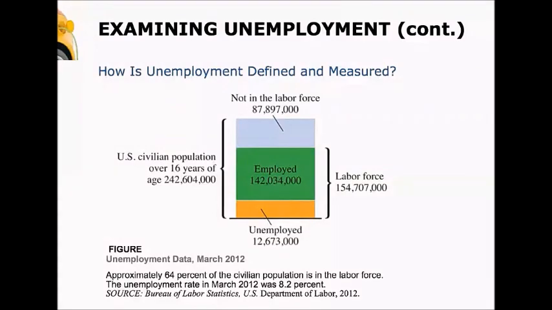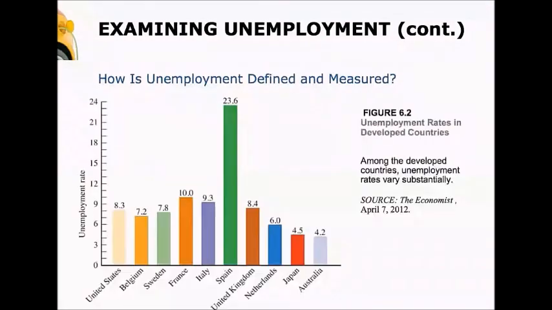So we can calculate the unemployment rate, which would be the number of unemployed divided by the labor force, gets us an unemployment rate in March of 2012 of 8.2%. If you look for the labor force participation rate, it's the labor force divided by the civilian population, and that would be about 64%.